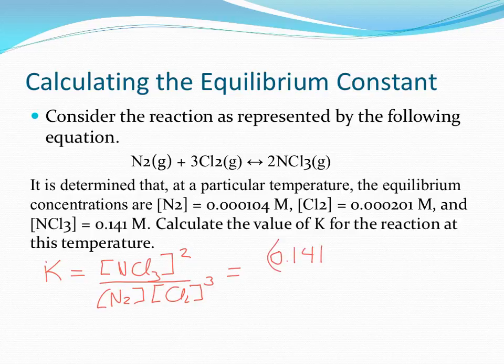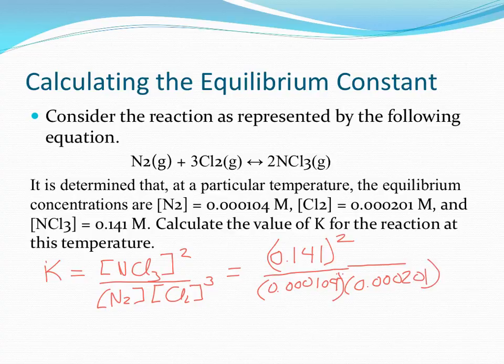0.141. No need to include the molar here. These numbers, the K's, are not going to have units. That's good news for once. This number is 0.000104 to the first power. And my chlorine concentration is 0.000201. And that number is cubed.